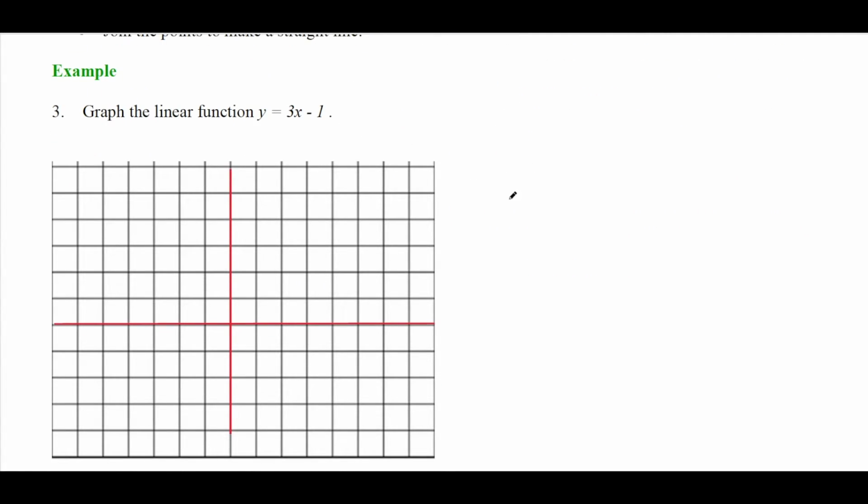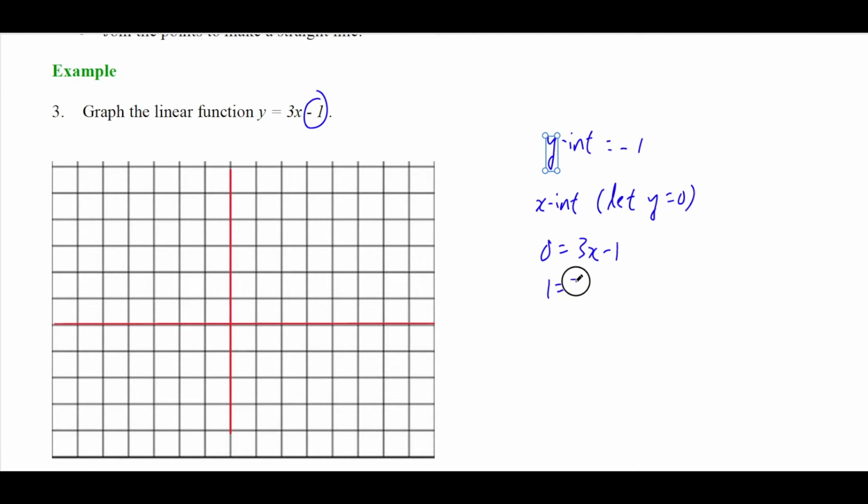You're probably already familiar with this method, but when you come to drawing a graph, first step, you find the y-intercept. To find the y-intercept, you basically find the value of b, so in this case, it equals -1. Second step, find the x-intercept. To find the x-intercept, you have to let y equal 0, right? So then what happens is this, 0 = 3x - 1. Add 1 to both sides, 1 = 3x, divide both sides by 3, 1/3 = x. So your x-intercept is a third.